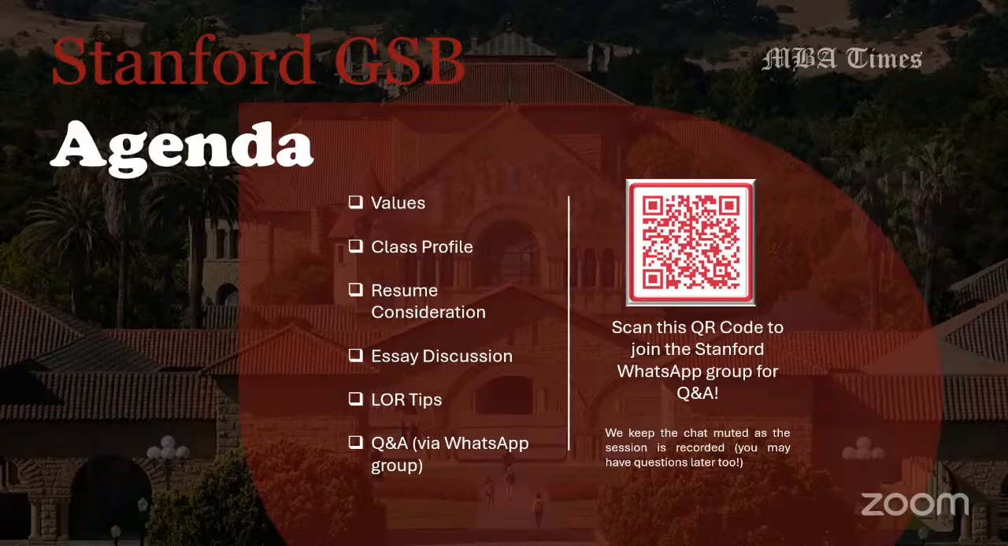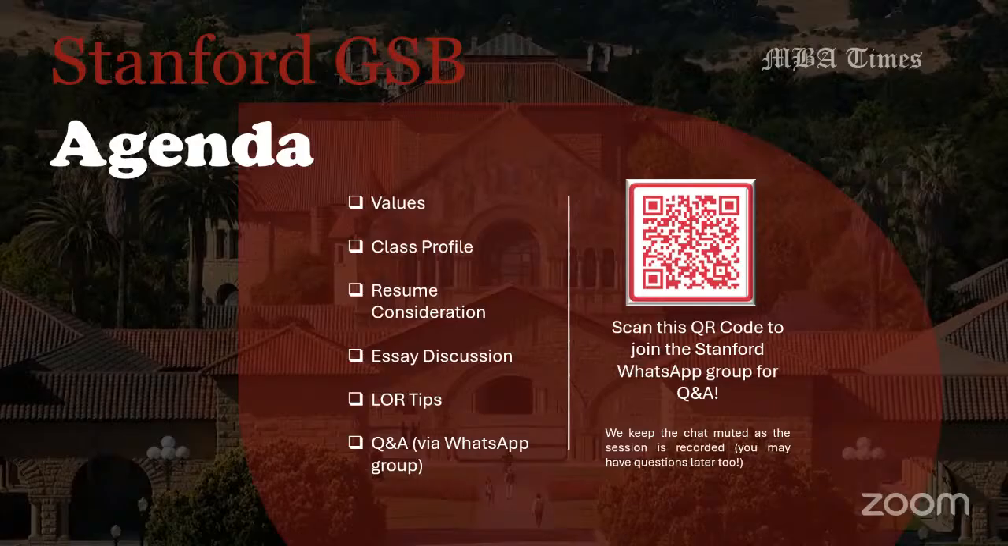Let's look at the agenda now. We'll look at what values define the school and the class profile first, which will help you understand the statistical requirements and personality checks for the school that you're applying to. In this case, this is Stanford. So how exactly do you fit into the class, not just as a candidate with a certain GMAT score or GRE score, but someone with a personality that Stanford is also looking for.